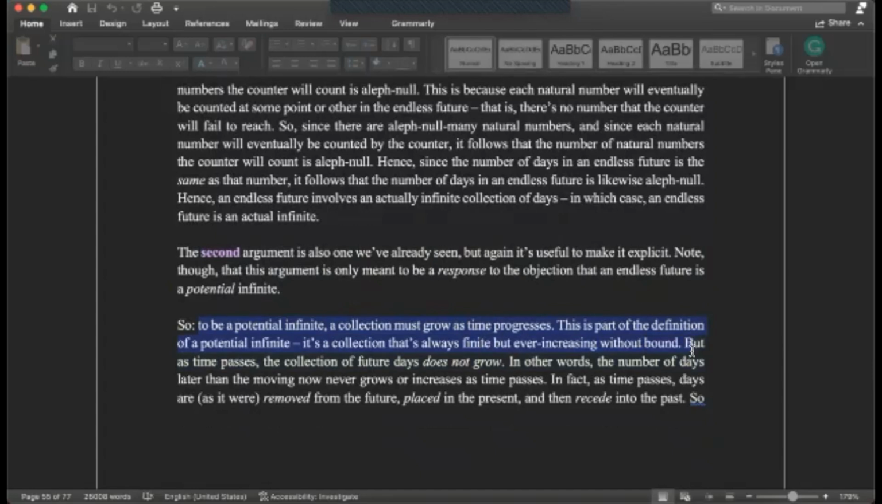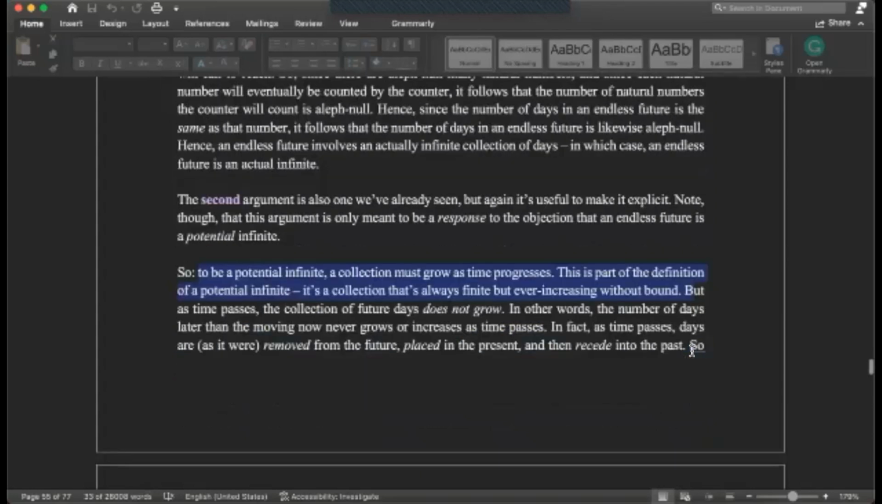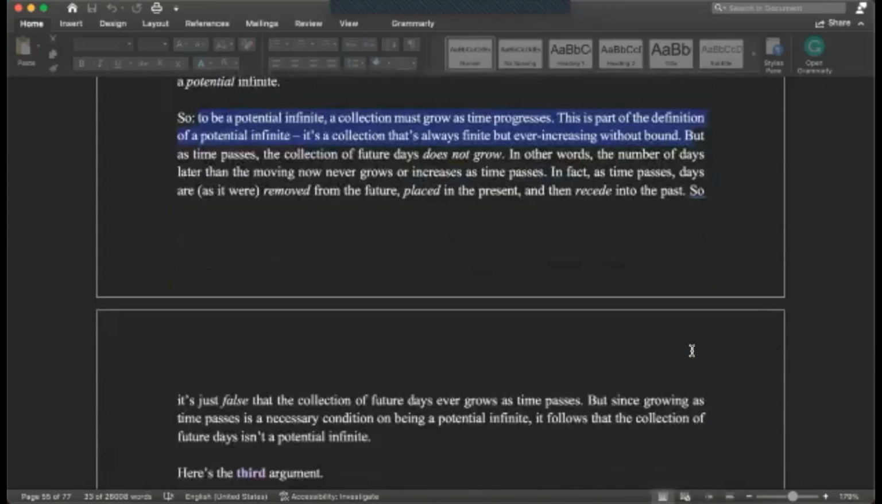But, crucially, as time passes, the collection of future days does not grow. In other words, the number of days later than now never grows or increases as time passes. In fact, as time passes, days are, as it were, removed from the future, placed in the present, and then recede into the past. So it's just false that the collection of future days ever grows as time passes. But since growing as time passes is a necessary condition on being a potential infinite, it follows that the collection of future days is not a potential infinite.